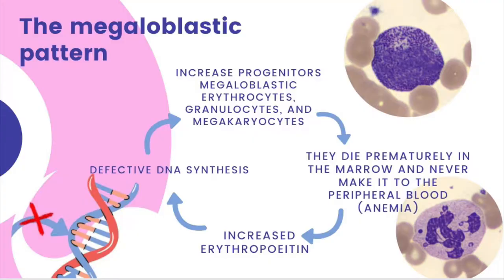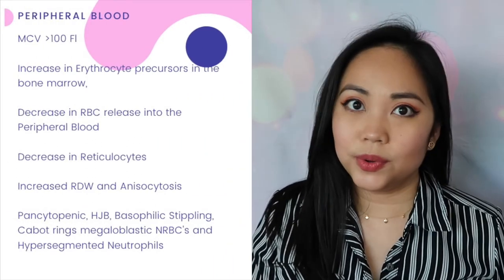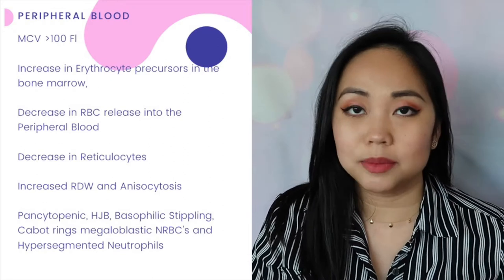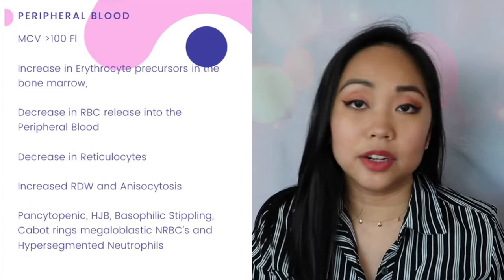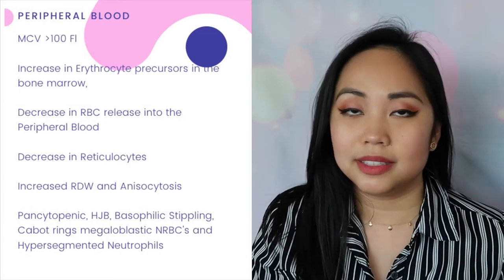And there is a decrease in RBC release into the peripheral blood because they die prematurely in the bone marrow, and so they don't make it to the peripheral blood. And so you have a decrease in reticulocytes, and there is an increase in RDW, anisocytosis, there's presence of Howell-Jolly bodies, basophilic stippling, Cabot rings, megaloblastic NRBCs, it's pancytopenic, so your WBC, RBC count are both low.